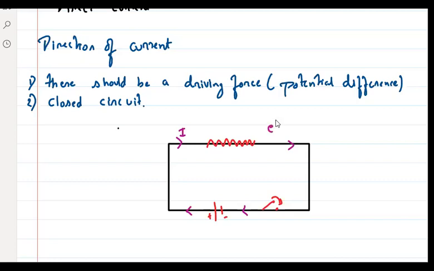Now, when you talk about electrons, electrons will flow from negative to positive. So this is the direction of electron, and the direction of current is opposite to the direction of flow of electron. Clear here? And this is just a convention. So I guess this is clear. Okay, very good.